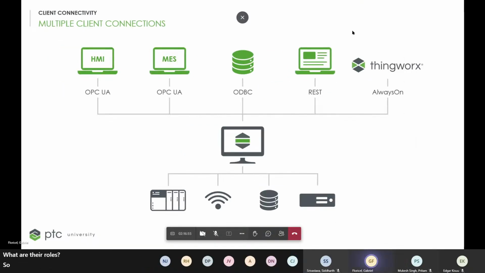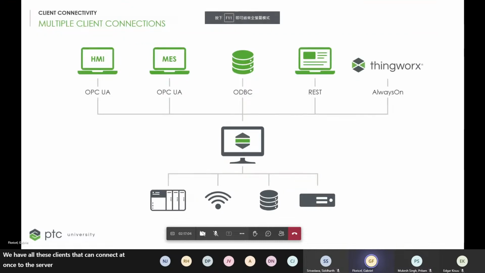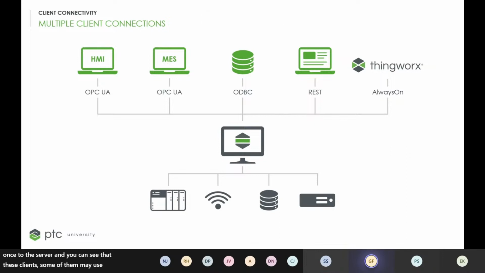I've shown you this slide in the very beginning. We have all these clients that can connect at once to the server. Some of them may use the same protocol, some a different protocol. You have an MES client on level 3 and an HMI on level 2 communicating under the same protocol, which is OPC UA. Then you have your other clients on different levels communicating with their own standards. That's fine.